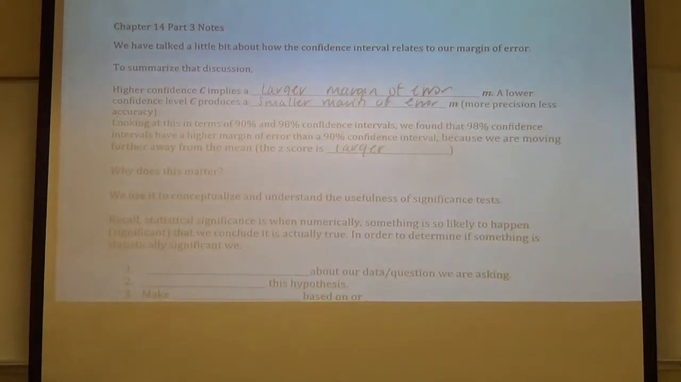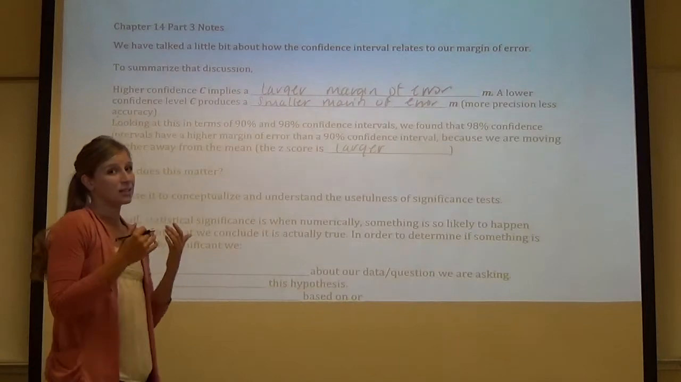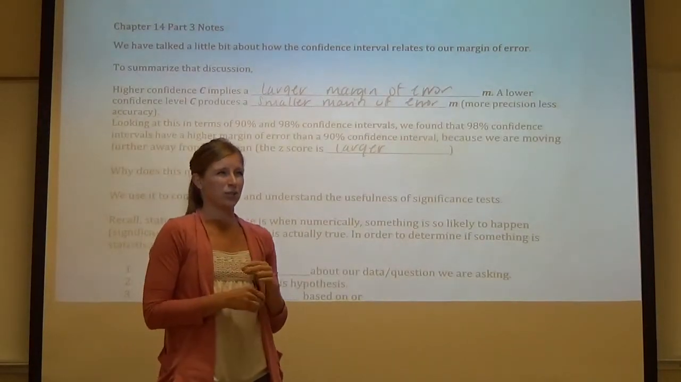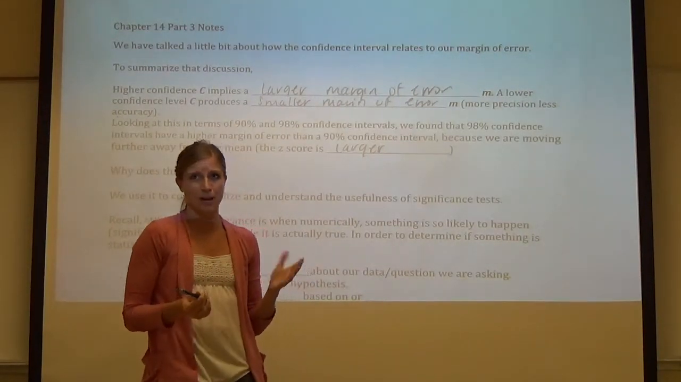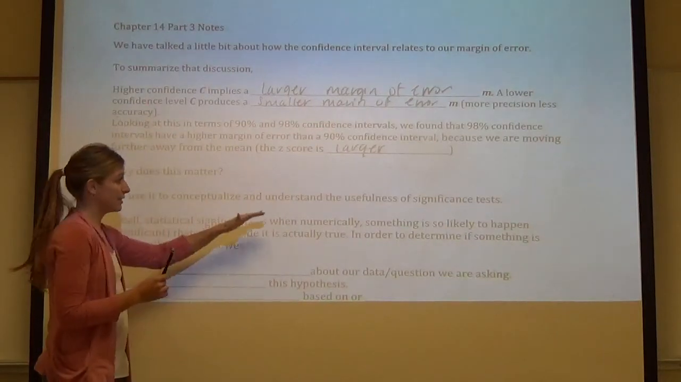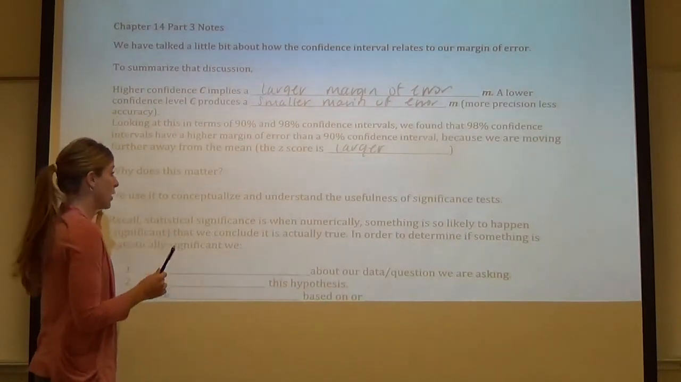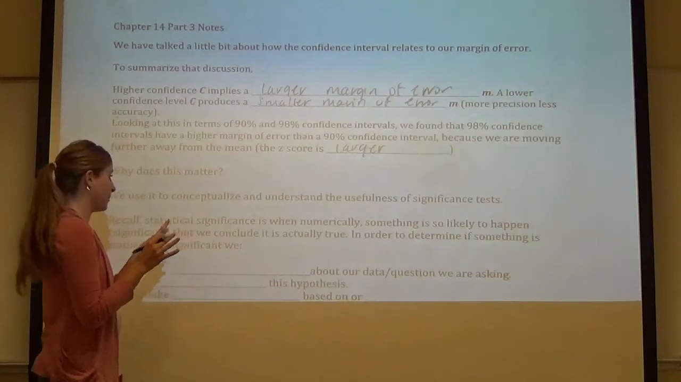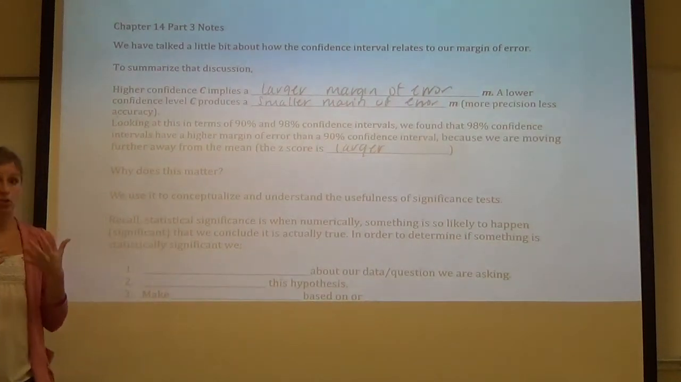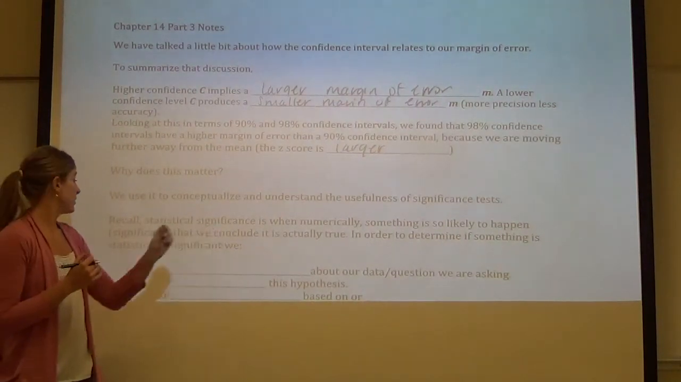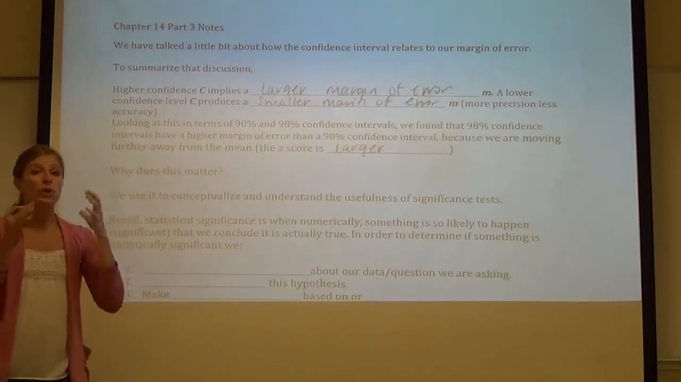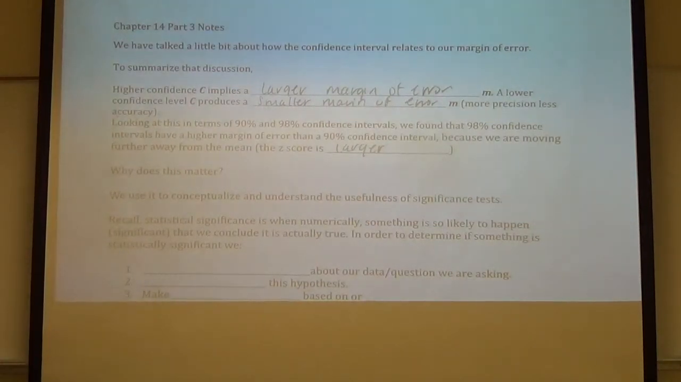Okay, so recall that we have statistical significance when numerically something is so likely or so significant, we conclude that it's actually true. So we looked at this vocabulary term a while ago, I think it was chapter 7, probably chapter 8, in one of those two. And we found that statistical significance happened when numerically something's so likely to happen that we conclude it would actually be true. But in order to determine if something is statistically significant, we have to take a few steps.